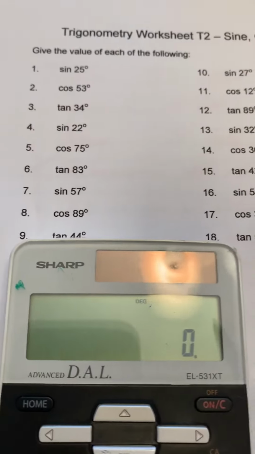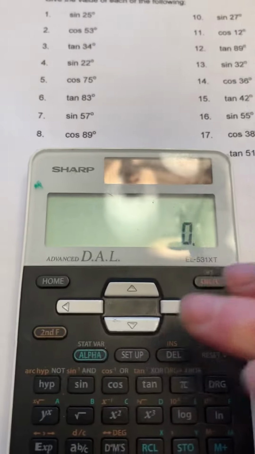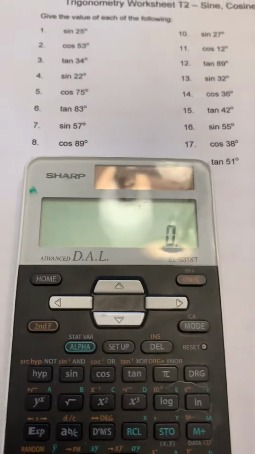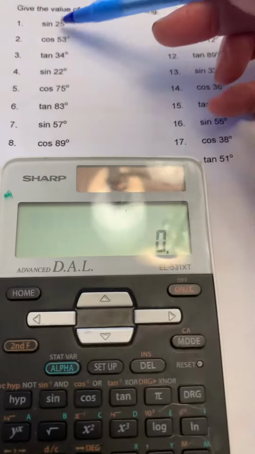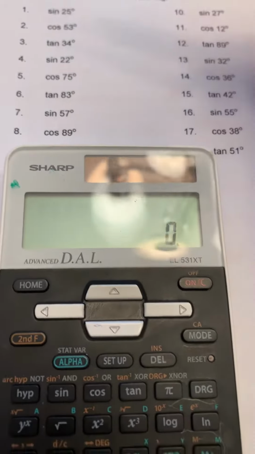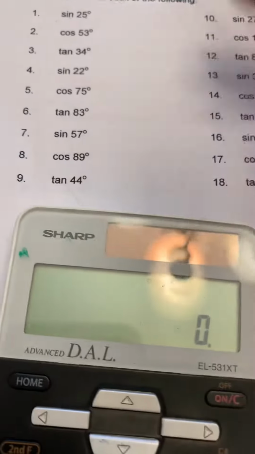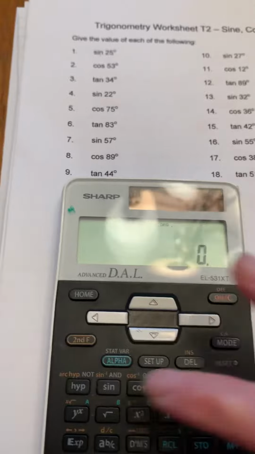Okay, so what we're going to do now is we're going to try and find the value of sine 25. You're going to punch it in exactly how it is written here if you have a Sharp calculator. Sometimes with Texas Instruments, you have to punch in 25 and then hit the sine button. So this 18 questions today is just getting familiar with your calculator. That's my entire goal, okay?